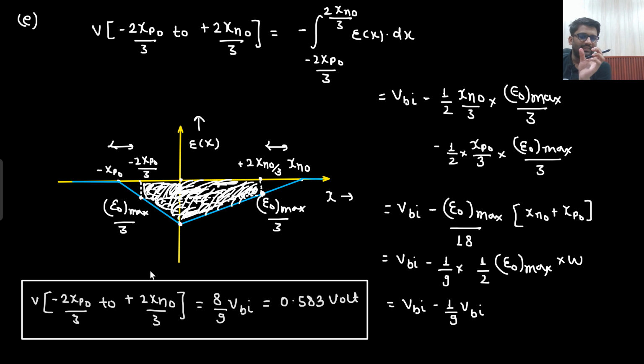So half into base xp naught by 3 into height. Height is E naught max by 3. Similarly, half into base. Base is xn naught by 3 into height. Height is E naught max by 3. Then something I would adjust and I would get to know that this is nothing but 1 by 9 V built-in. So 8 by 9 V built-in I am getting, that is the answer, 0.583 volt. Okay, very simple thing. Not very simple, like mathematics is complex, but there is no concept involved here. Only mathematics is involved, nothing else.